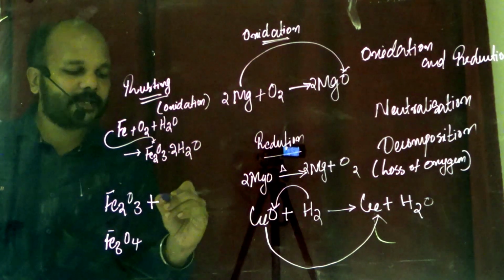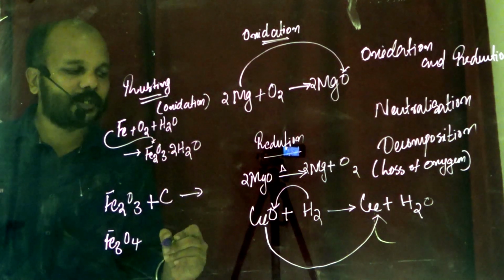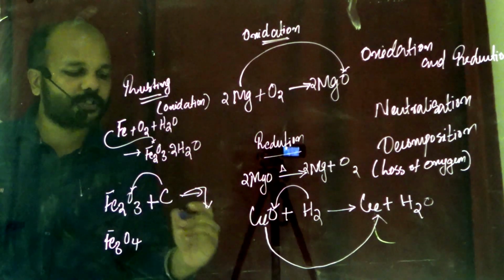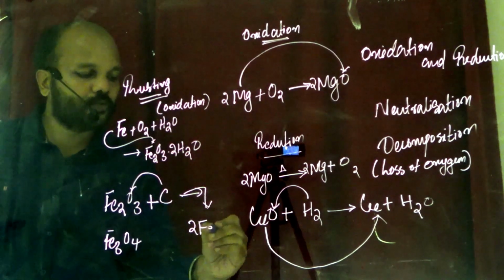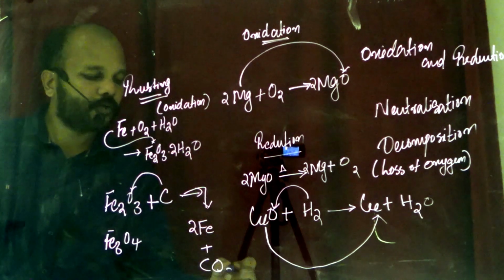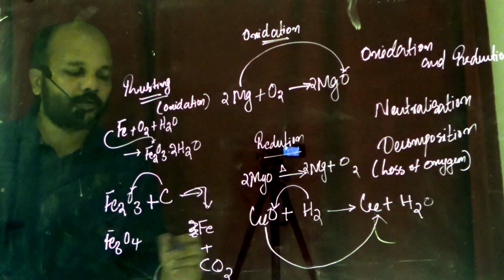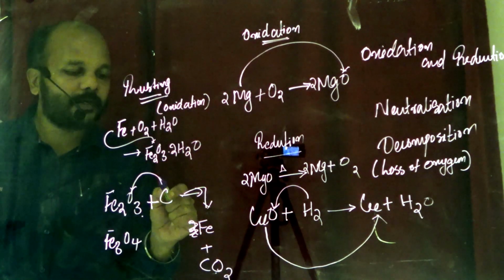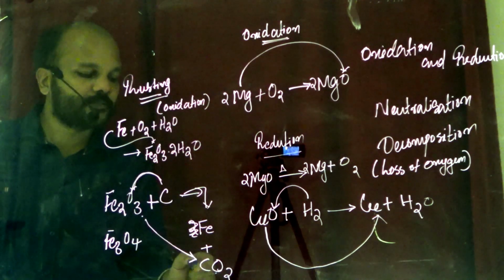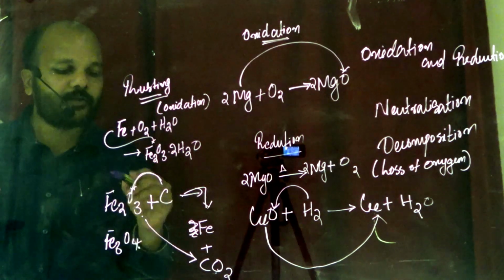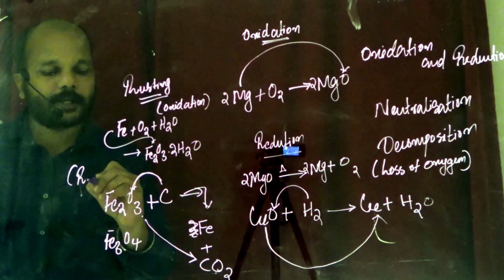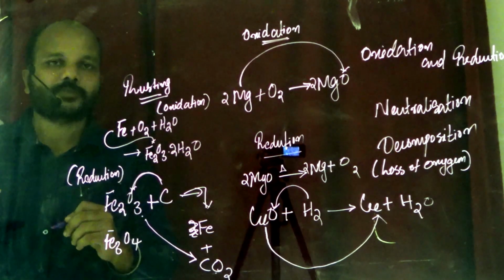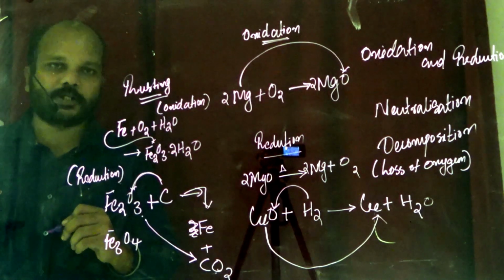If this reacts with carbon, which in this example acts as a reducing agent, and reacts with oxygen, we will get iron plus CO2. I'm not going to balance the reaction. So you get iron and carbon dioxide. What has happened here? The carbon removed the oxygen and formed carbon dioxide. So Fe2O3 got reduced. Reduction happened here, and oxidation is also happening.